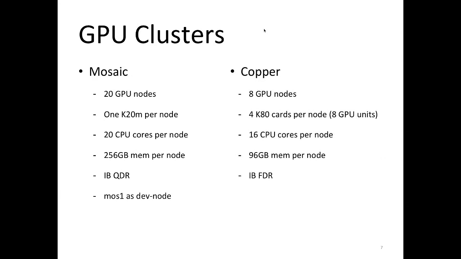And we will have another GPU cluster open soon. It is called Copper, which has 8 GPUs per node. So there are 4 K80 cards per node, in total 8 GPU units, with 16 CPU cores and 96 gig memory, connected with InfiniBand FDR. You have to notice that both of these clusters are contributor clusters. So if you are not from the contributor group, you have a 4-hour running limitation.